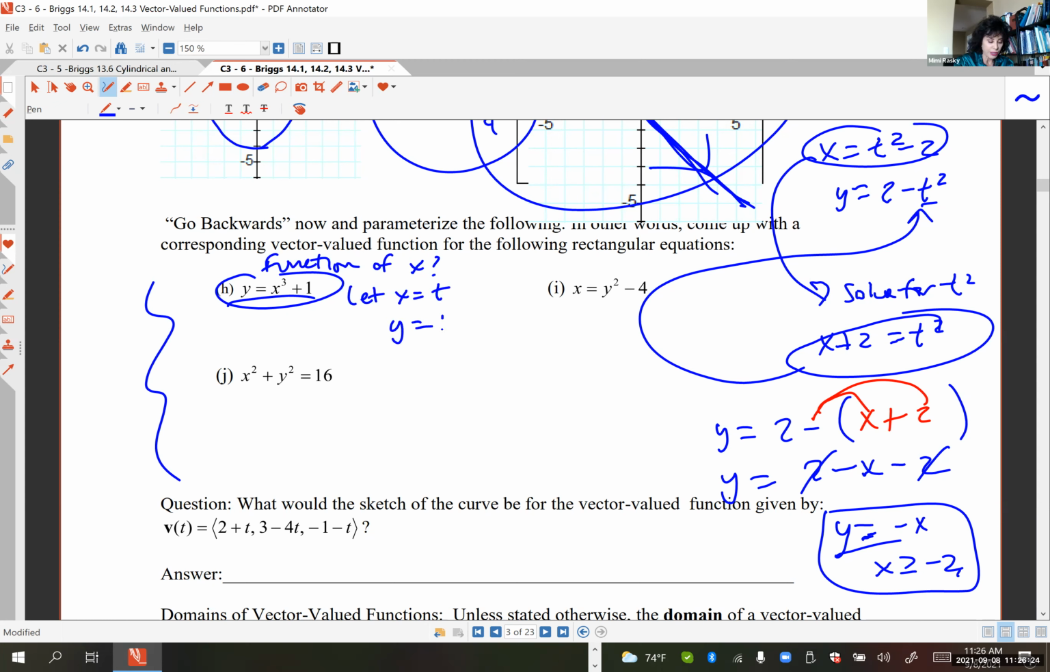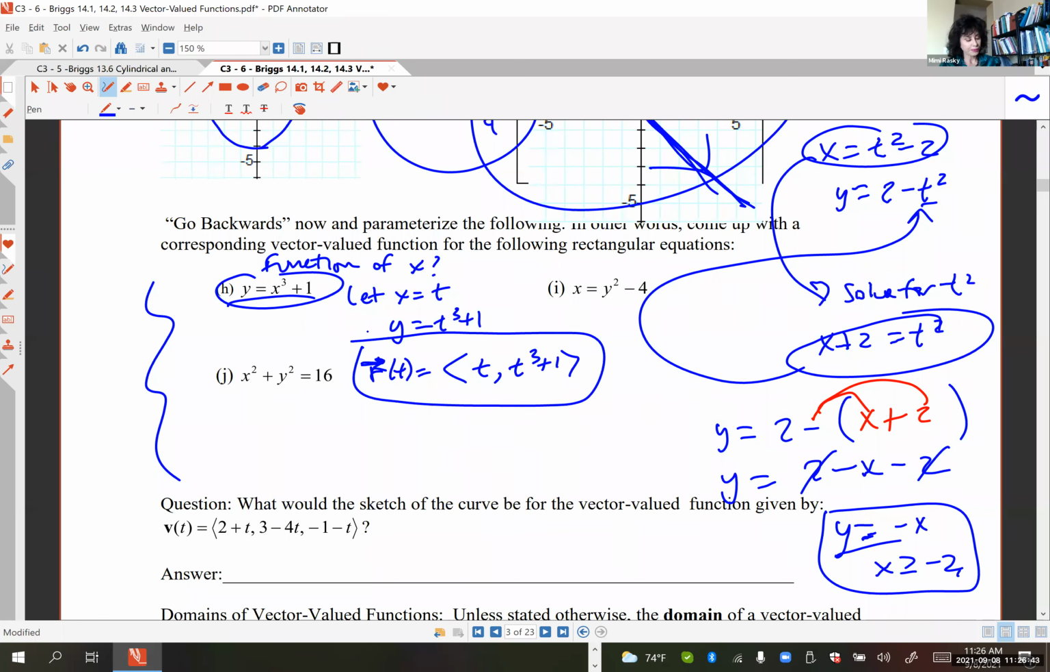So the rule for functions of x: you let x be t, and then y is whatever. In this case, x cubed plus 1 would be t cubed plus 1. So the vector valued function, and make sure you use vector notation there, the little arrow over the r, equals angular bracket t, because x is equal to t, comma t cubed plus 1. And there's your answer for this first example. I'm done. Yeah, and the graphs will match. Don't worry.